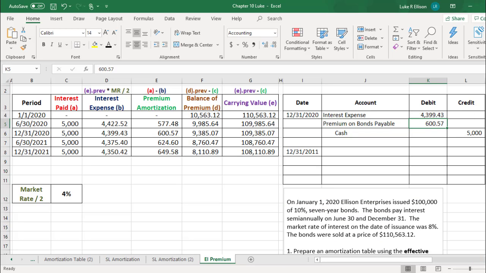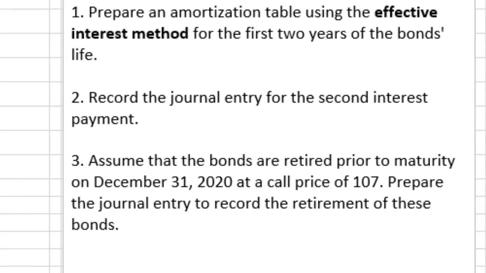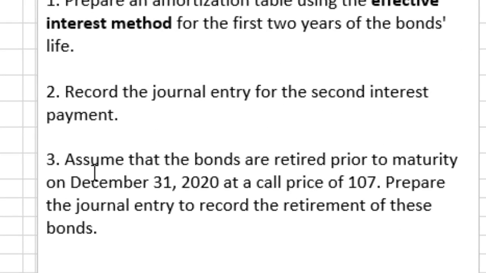Alright, we are almost done. There's just one more part here. So let's scroll down, and we see number 3 says, assume that the bonds are retired prior to maturity on December 31, 2020 at a call price of 107. We need to prepare the journal entry to record the retirement of these bonds.